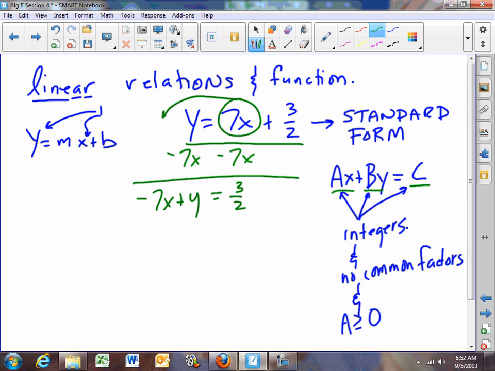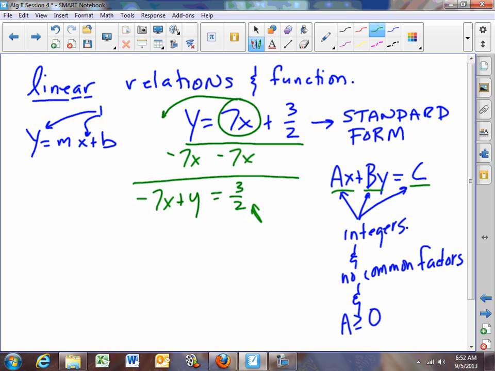Now, at this particular point, 3/2 is not an integer. We need an integer there. One of the truths of mathematics is if you take any fraction and multiply it by a multiple of its denominator, your answer will not be a fraction. So the easiest thing to do here would be to multiply 3/2 by 2 or some multiple of 2.